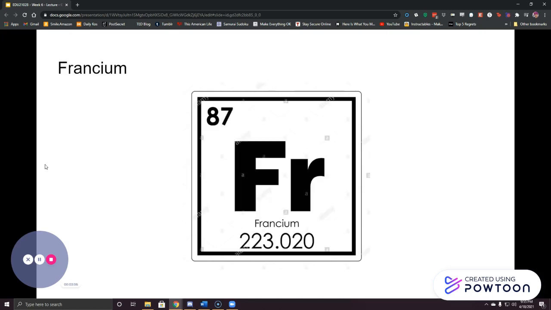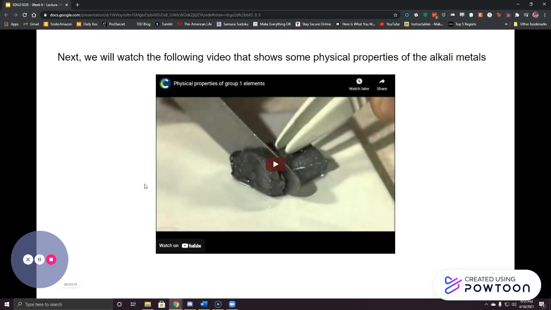The sixth and final element in this group is francium. Francium was the last natural element to be discovered. However, the decay process of francium is so quick that there are not many known properties about this element. It has only been used for research. Next, we will watch the following video that shows some of the physical properties of the alkali metals.